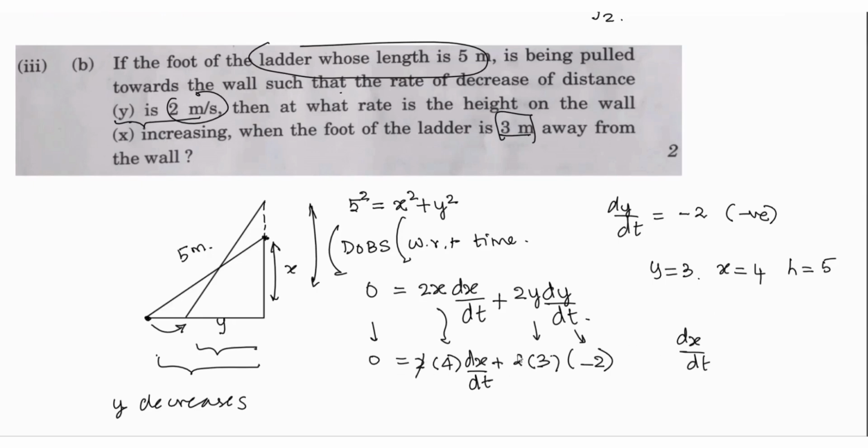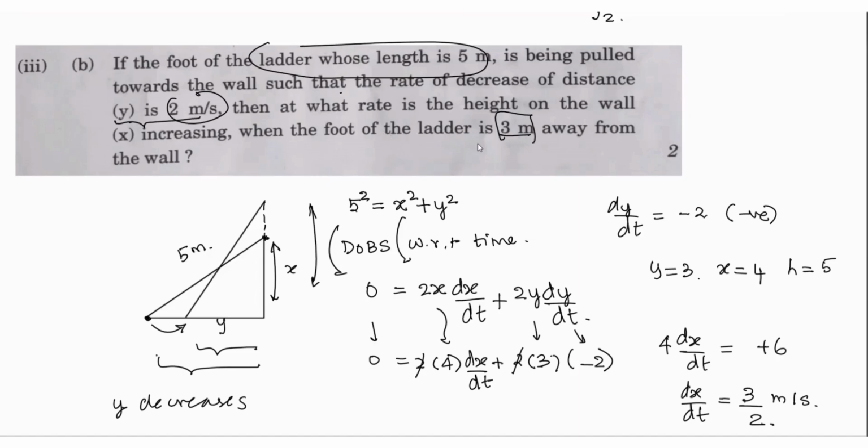So we can cancel this 2 and 2. So 4 dx by dt is equal to plus 6. dx by dt is equal to 3 by 2. 6 by 4, which is 3 by 2. And the unit will be meters per second.